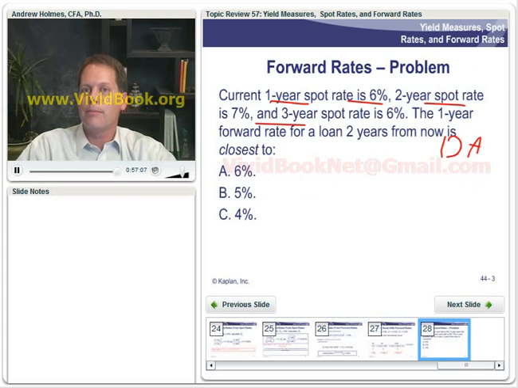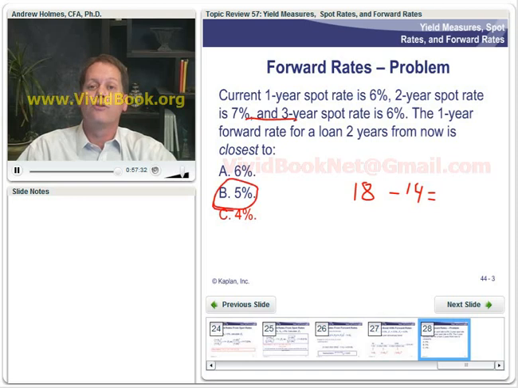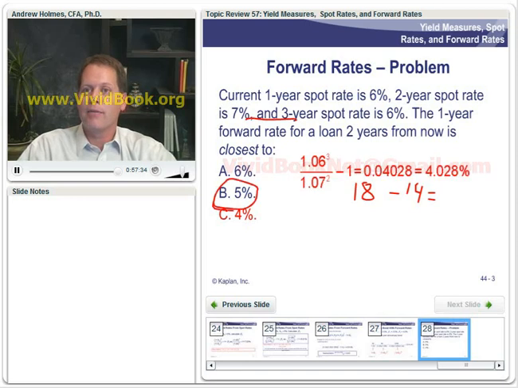So let's see, the big number, that's going to be 3 years at 6%. So that's going to be 18%, right? Okay, so there's 18 there. The 2-year rate is 2 years at 7%. So that's going to be 14%. Okay, well, in this case, the approximation is going to tell us that the 1-year forward rate 2 years from today has got to be something very close to 4%.